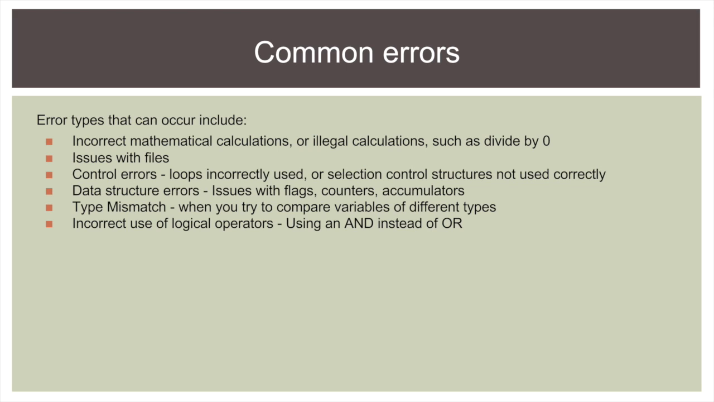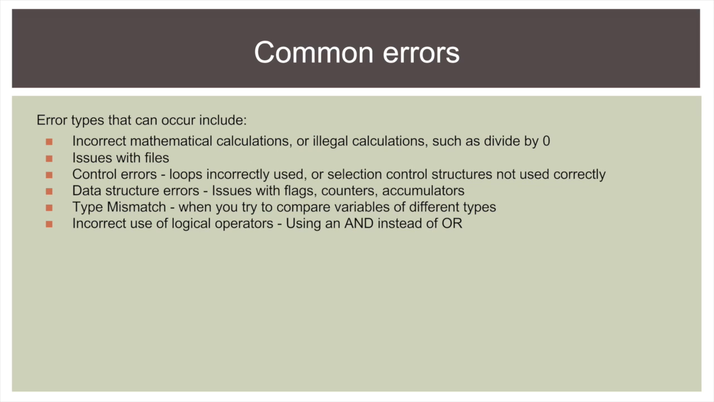divide by zero. We look at issues with files: inputting, outputting, writing, storing. Do all those things work fine? Control errors: whether we use loops correctly, whether we use the right selection control structures, such as if and case where, whether we actually use them correctly or not. Data structure errors: things with flags, counters, accumulators, whether something's counting properly, whether a flag is triggered properly or not.